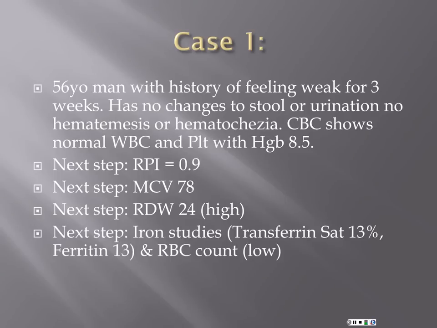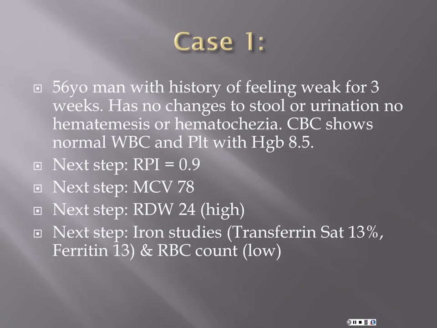Now we want to look at our iron studies. The patient has a transferrin SAT, which is the same as an iron SAT. Shouldn't have changed the names on you guys, sorry. Transferrin SAT or iron SAT of 13%, and a ferritin of 13, and a low RBC count. I should have put RBC count separate. So he has a low RBC count in these values. What do you think of these tests? What does this suggest the patient has? Iron deficiency. Right, and what test here is the most specific for that?